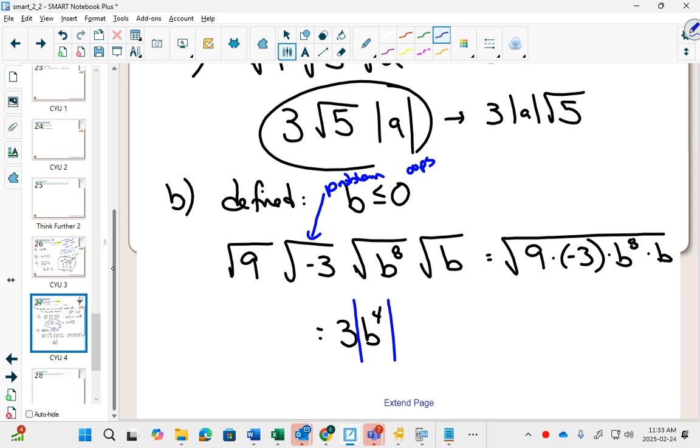But this can be confusing for students. They're like, why do I include it sometimes and why not other times? We have to say, well, in this case, it was already going to be positive. And then what am I left with? I'm left with inside the negative 3, and I'm left with the b. And since b is less than or equal to 0, that's okay, because that would make the inside positive still.